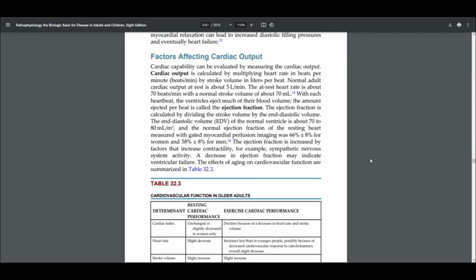So, factors affecting our cardiac output. Cardiac capability can be evaluated by measuring the cardiac output. Cardiac output is calculated by multiplying the heart rate in beats per minute by stroke volume, in liters per minute or per beat. The normal adult cardiac output at rest is about 5 liters per minute. At rest, the heart rate is about 70 beats per minute with a normal stroke volume of about 70 ml.